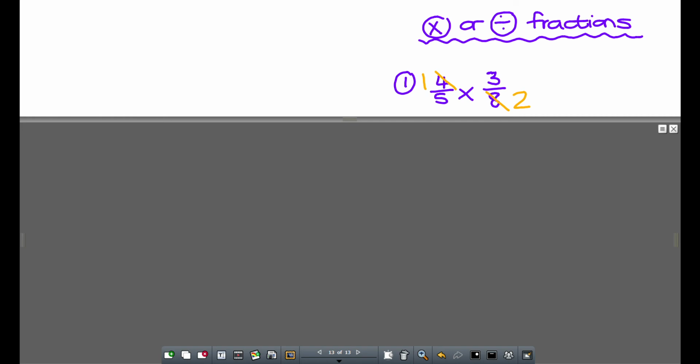Once we've cancelled out, then I can multiply everything at the top. So 1 times 3 will give me 3. And at the bottom, 5 times 2 will give me 10. So 3 over 10.